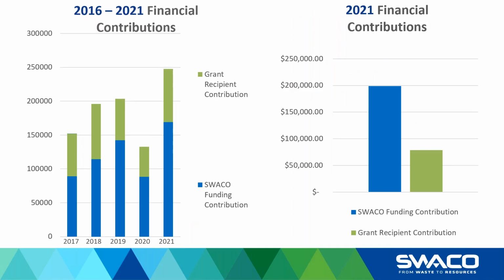So this slide really just provides a little bit more context in terms of financial contributions. I'll just cover 2021. SWACO ended up contributing just under $170,000. Our recipient contribution was just under $70,000. So oftentimes recipients will kick in more than the 25% cash match. It's not required, but a lot of times it does just end up working out that way.